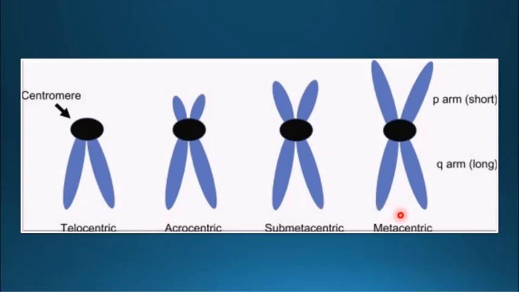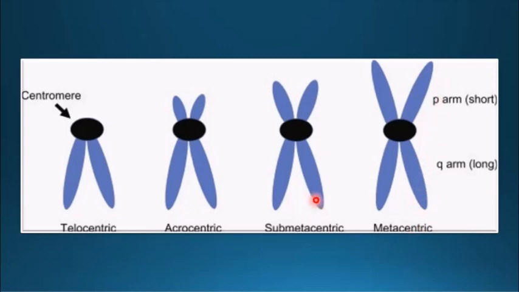In metacentric, the centromere is exactly at the midpoint of the chromosome and it looks like the English letter V. The arms of this chromosome are also equal in length. If you see the P arm and the Q arm here, both are of equal length.